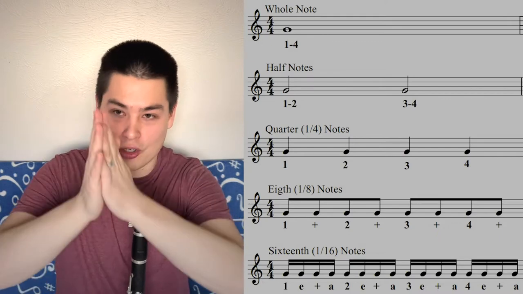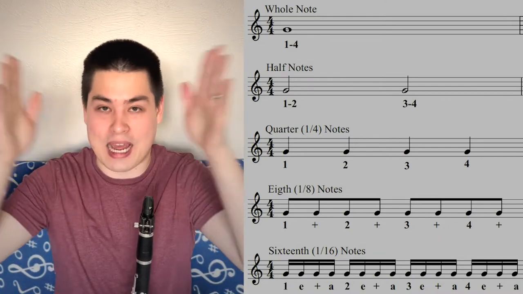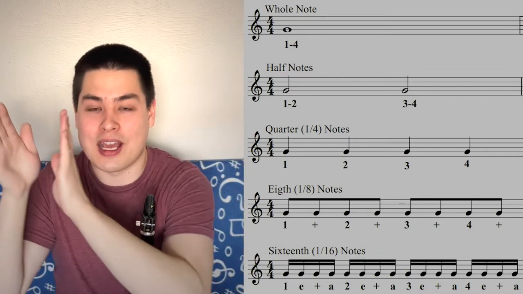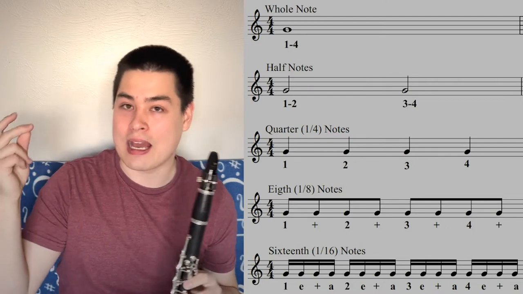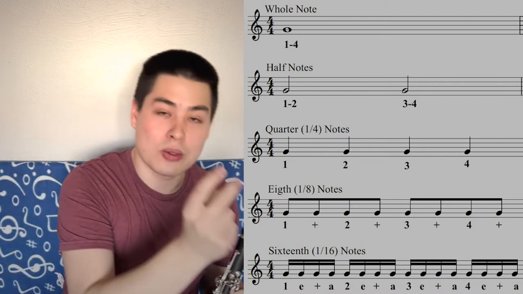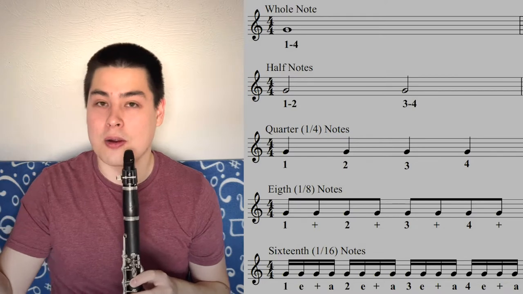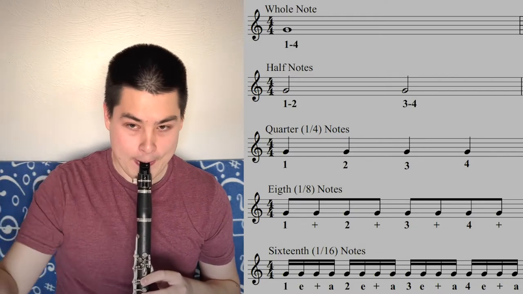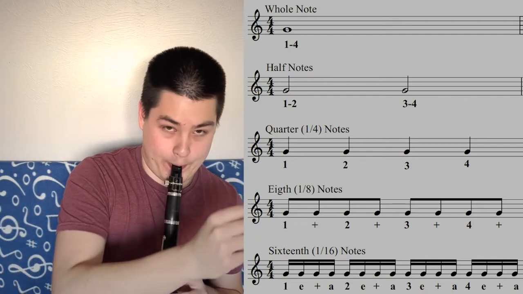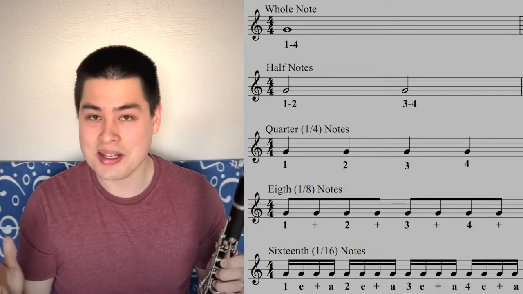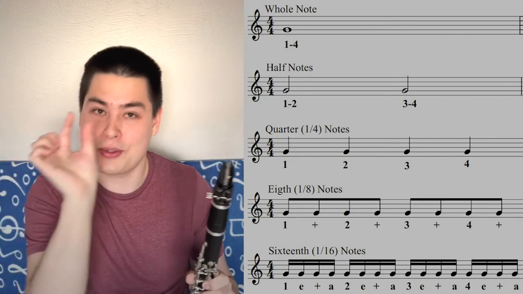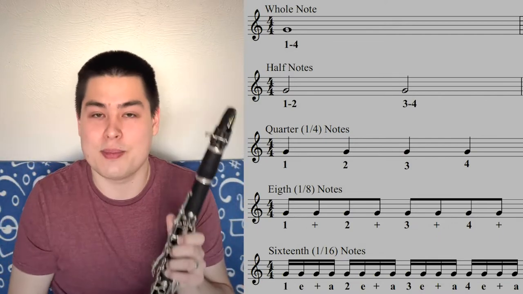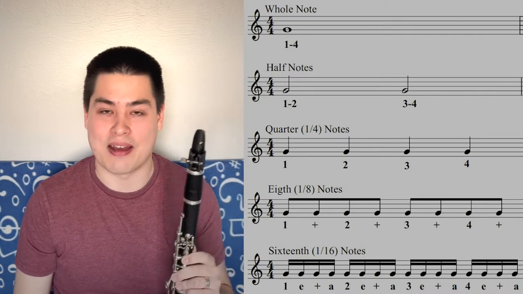But now instead of just one whole note taking up the entire measure of 4 beats, now we have 2 half notes. So again, count along. 1, 2, 3, 4. Count along with my snapping while I'm playing. Ready, go. So you can see how that fits 2 steady beats, full steady beats in each of those half notes.